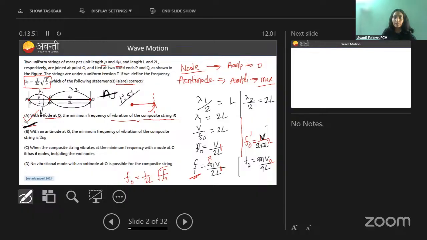So F naught is equal to this. And yes, this is equal to V naught, right? Mu naught, 1 by 12 root under T by mu. So option A is what? Option A is going to be correct. Agree? Okay, so for option 1, you simply needed to remember the formula.